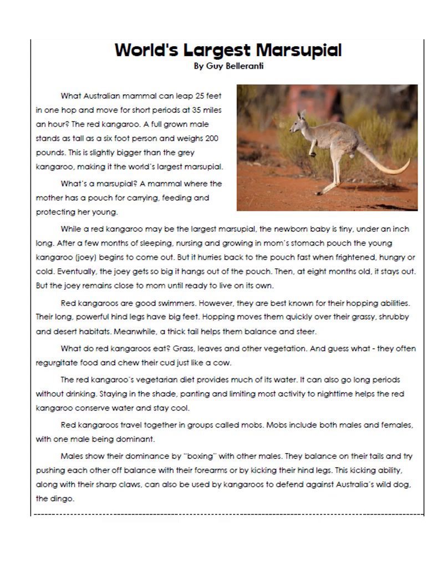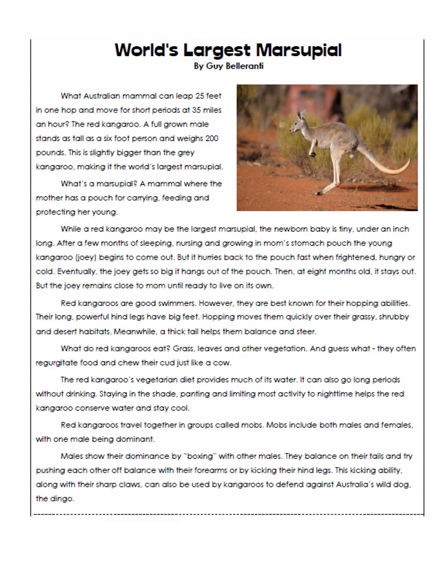The world's largest marsupial. What Australian mammal can leap 25 feet in one hop and move for short periods at 35 miles an hour? The red kangaroo. A full-grown male stands as tall as a 6-foot person and weighs 200 pounds. This is slightly bigger than the grey kangaroo, making it the world's largest marsupial.